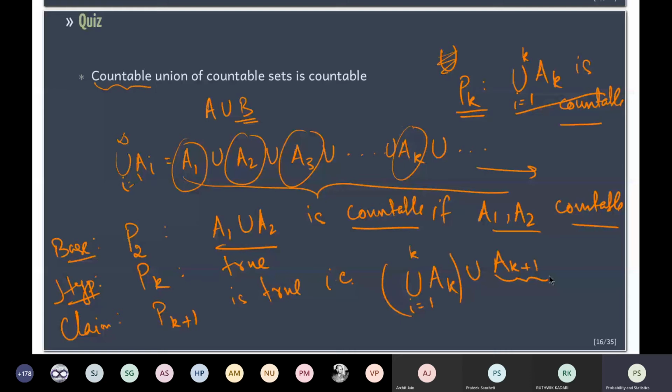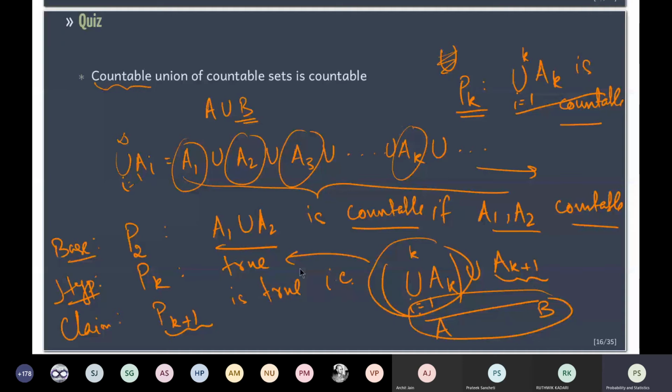But then this goes back to the base case, right? Because I can choose the first union as A and A_(K+1) as B, and the base case is proved to be true. The base case is not something we are assuming; it is already known to be true, and the other part is coming from the induction hypothesis. So it should be true for all K, and hence the countable union of countable sets is countable.